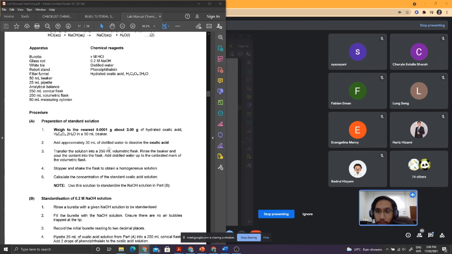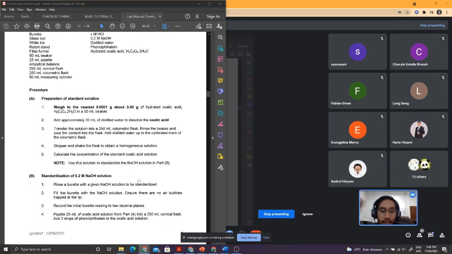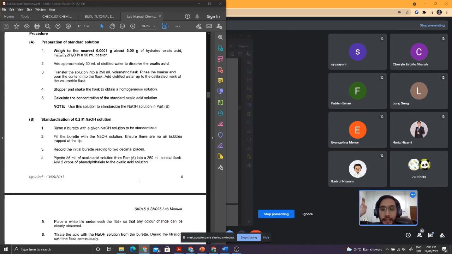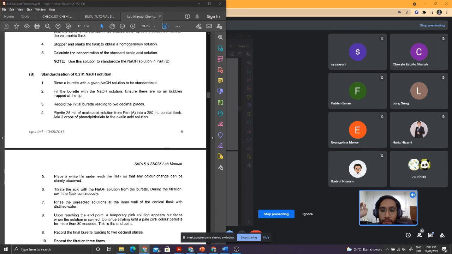So okay, I'm sorry. So first, you buat dulu oxalic acid lah. Oxalic acid ni kita nak guna sebagai nak standardizekan sodium hydroxide. So you guys akan buat dulu oxalic acid, and then you guys akan guna oxalic acid tu untuk titrate NaOH lah dalam dia. So you guys boleh tahu, okay, the first thing you guys nak tahu is dia punya concentration of NaOH.